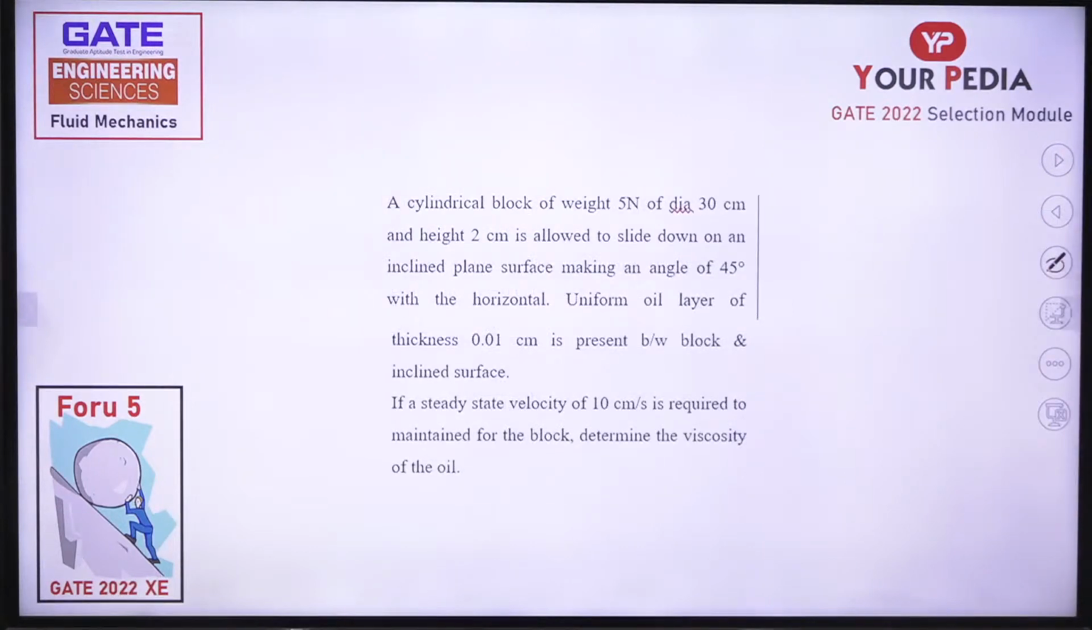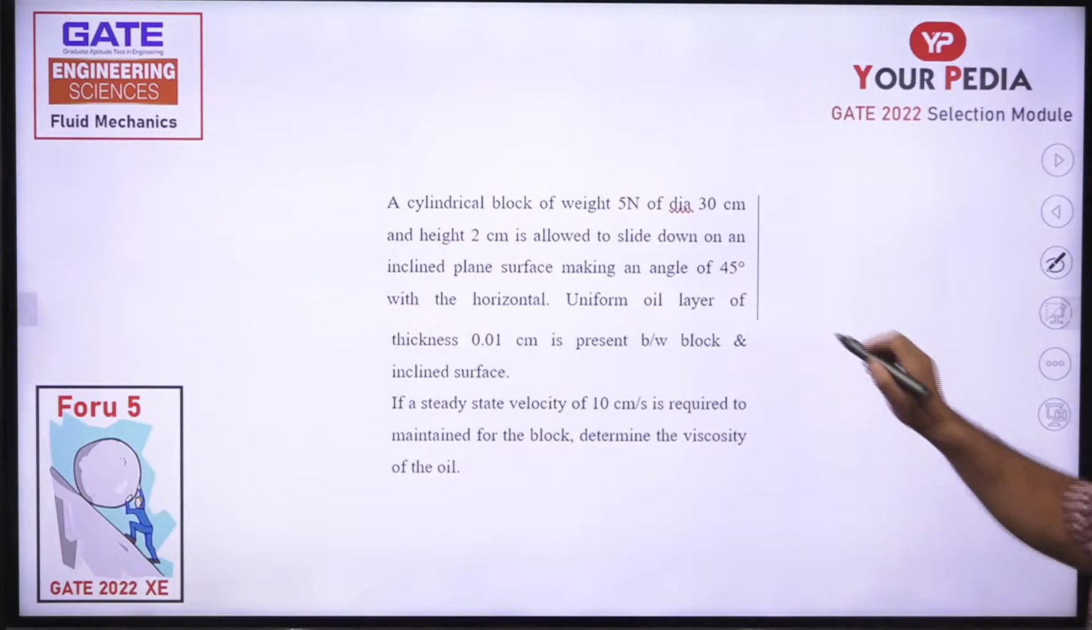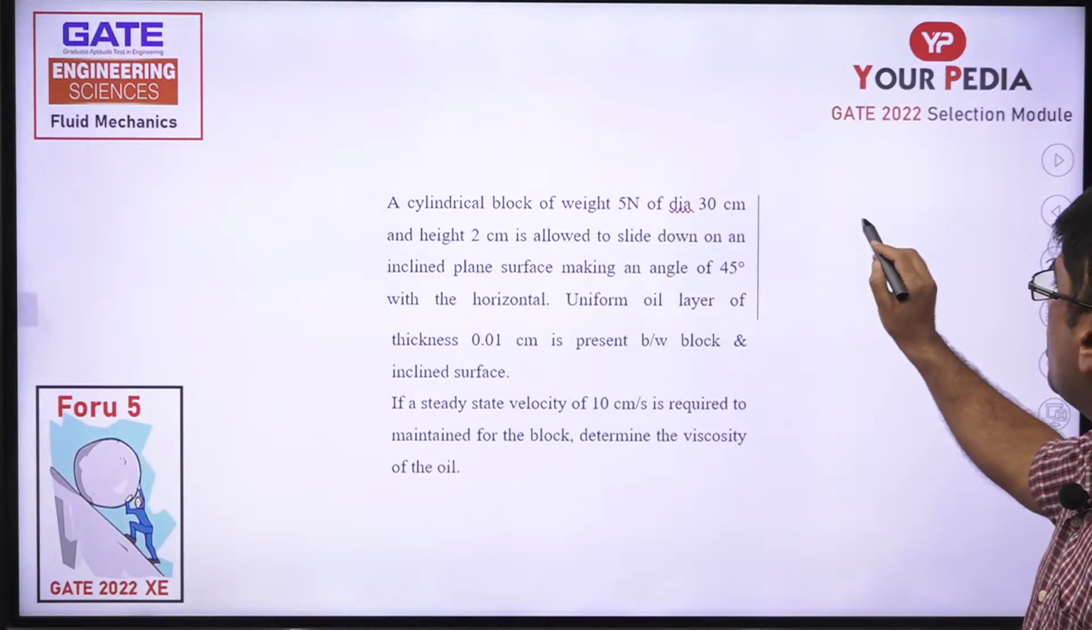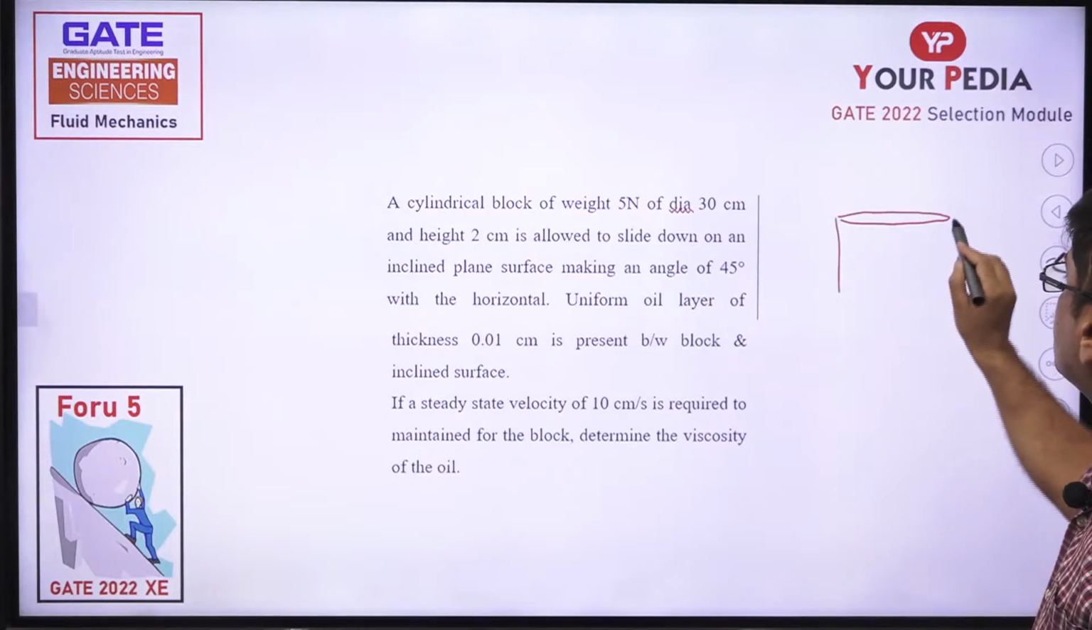Okay, so let's go to this question and let me see whether you can answer this. There's a cylindrical block of weight 5 Newton, diameter 30 centimeter and height 2 centimeter. It is allowed to slide down on an inclined plane, making an angle of 45 degree with horizontal. So this is the cylindrical block which is given to us.